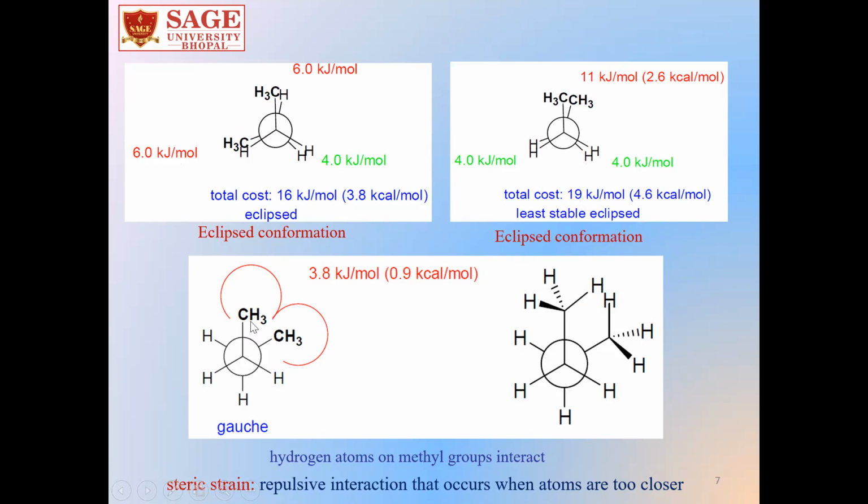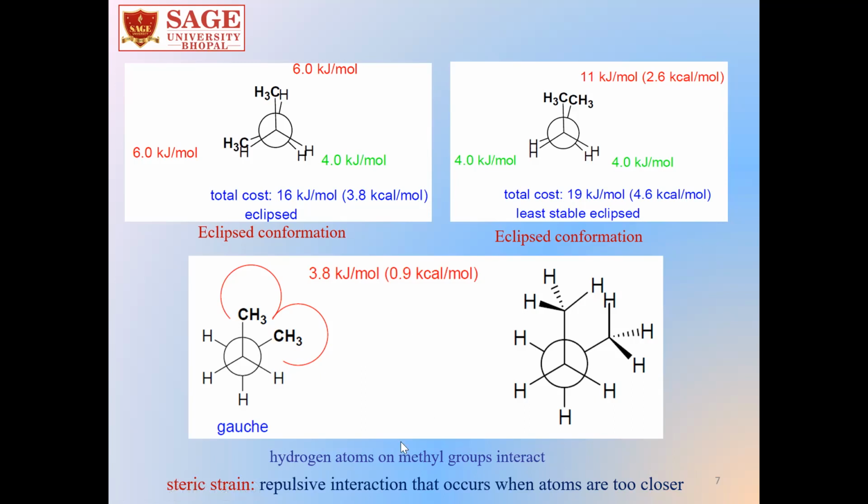Because these are methyl groups, in gauche conformation also there will be a little bit of torsional strain. The amount is 3.8 kilojoule. As we have seen previously, with one methyl and one hydrogen, or even both hydrogens, the rotational barrier is 0 in gauche conformation. But for butane, because of the presence of these methyl groups, there will also be some rotational barrier, and the amount is 3.8 kilojoule.